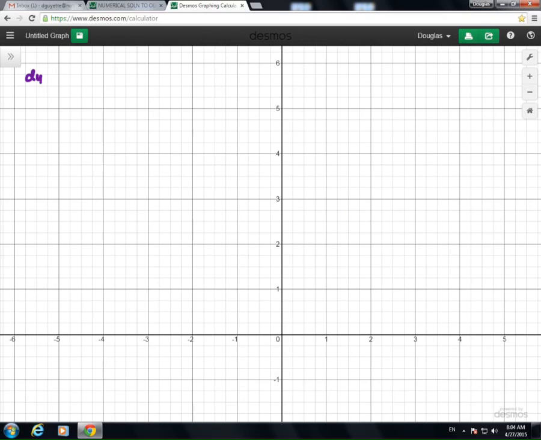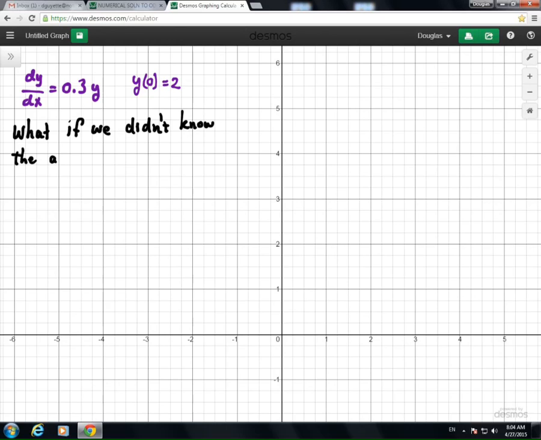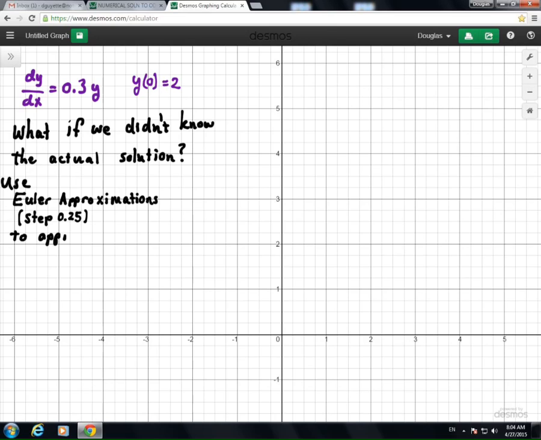Now let's work under a hypothetical. What if we actually did not know the solution to this differential equation? In some cases we can't find the solution to the differential equation. What we can do is approximate using Euler approximations. This is a method that Leonhard Euler developed and he got named after.